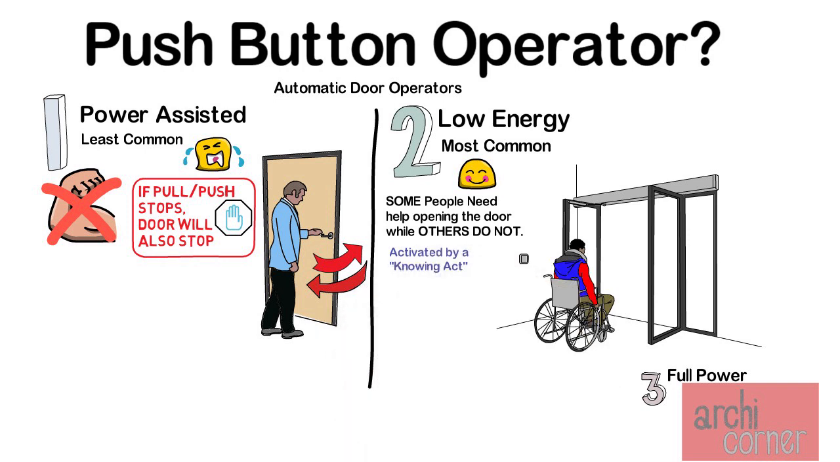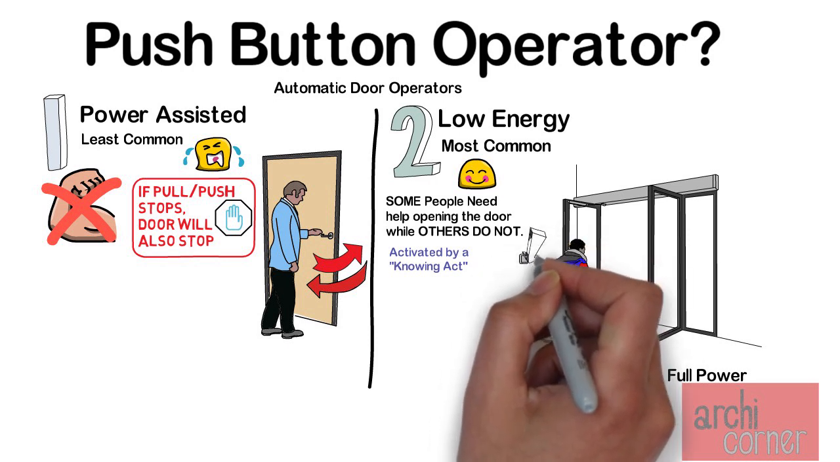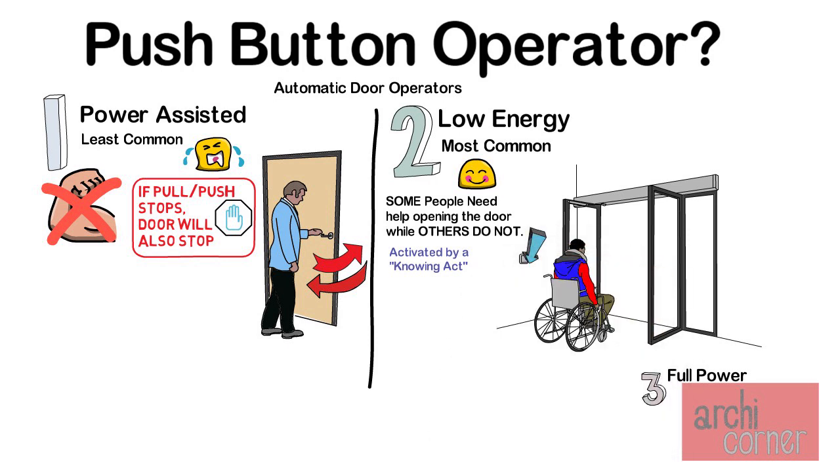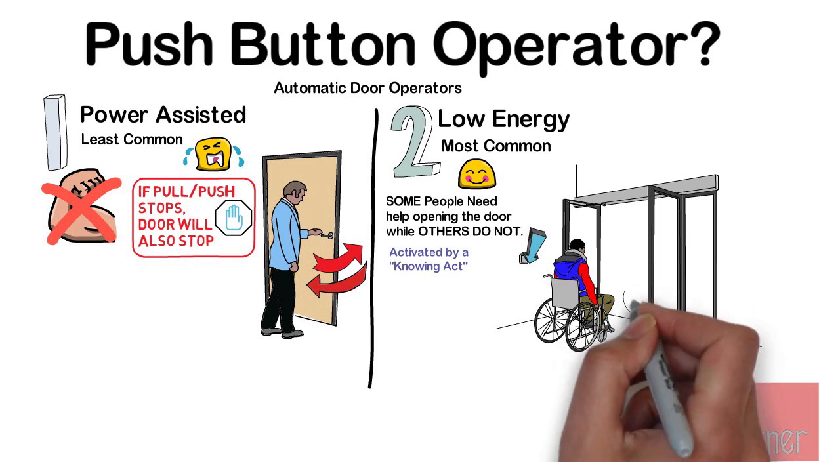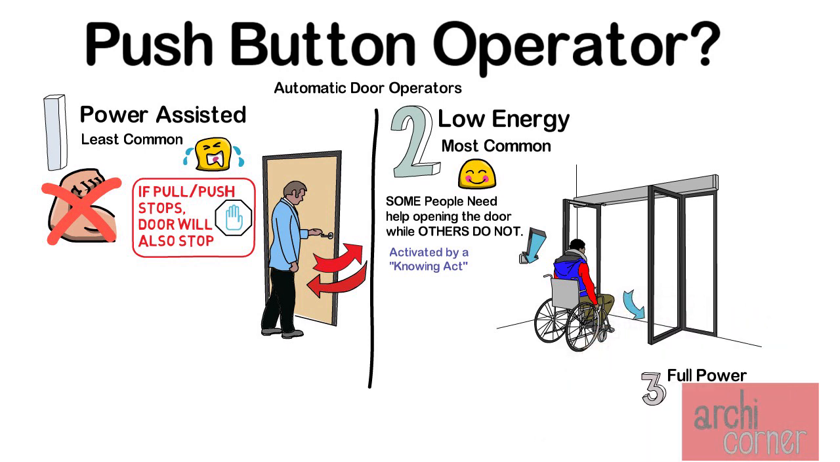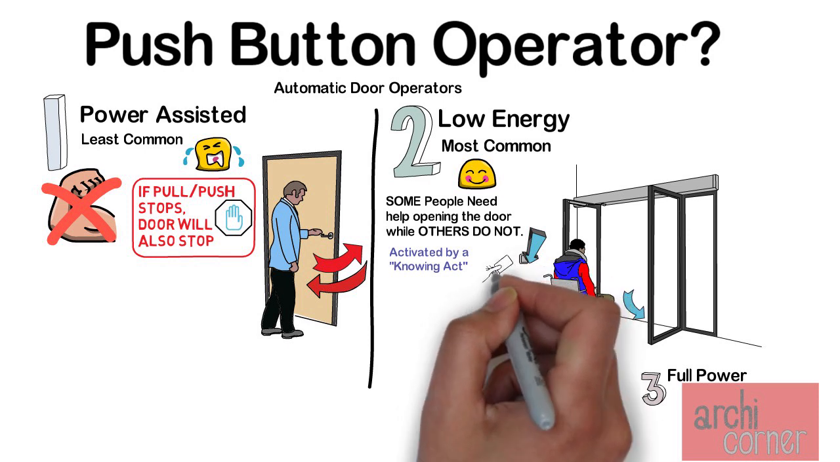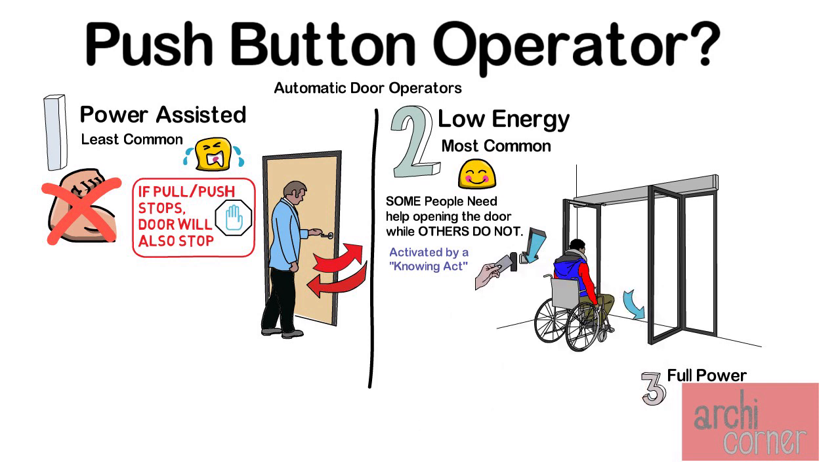What does this mean? The first way is with a push button, a push bar, or a non-contact sensor. A second way to do it is by physically pushing or pulling on the door. And third, if the door has security requirements, you can use an access control such as a card reader, key fob, keypad, or something of that nature.